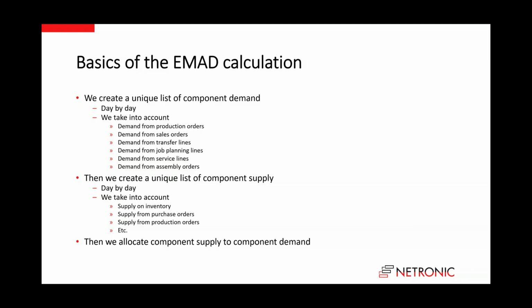Then once we have for every day this unique list of component demand, we also create a unique list of component supply day by day. And we take into account supply on inventory, supply from purchase orders, supply from production orders, and so forth. And then we compare for every day and every component what we have as component supply and what we have as component demand. And if there is enough component supply for that day, then we make an allocation of component supply to component demand.